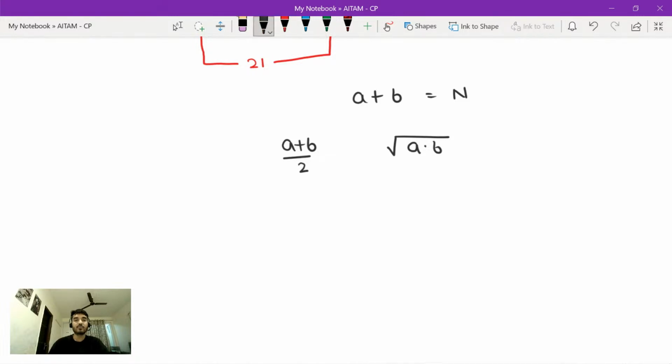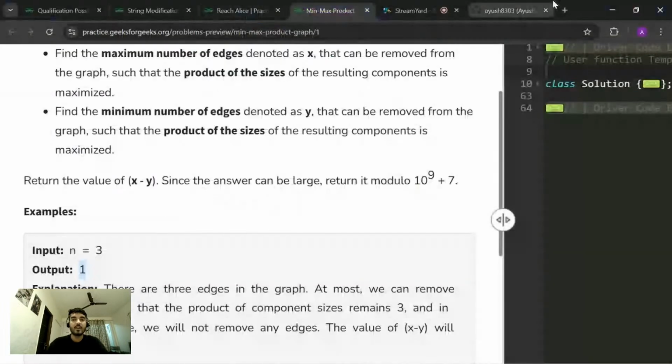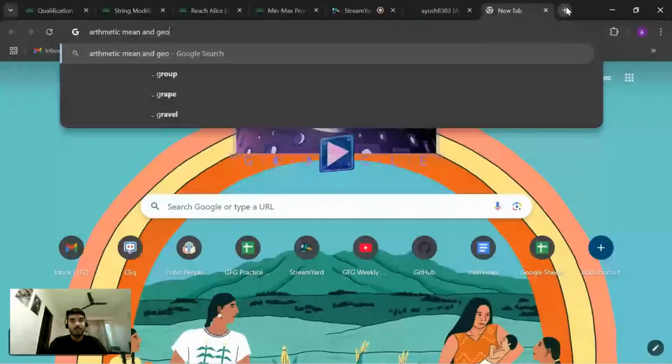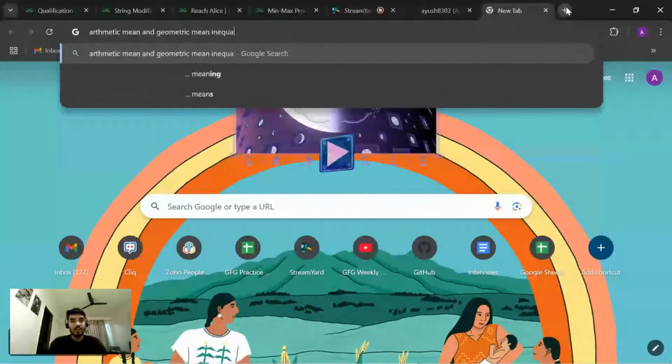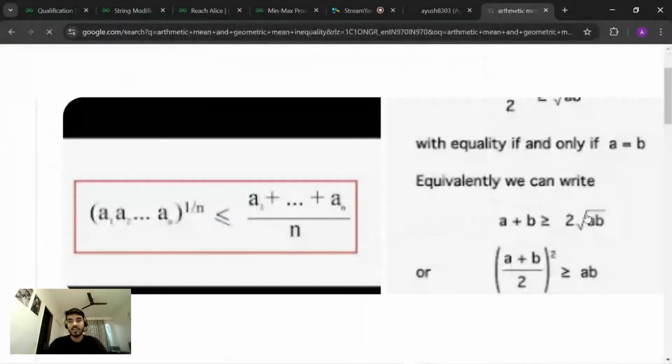Cool. And this square root is always less than or equal to the arithmetic mean. This is a very standard mathematical inequality. So let me quickly search it here. Arithmetic mean and geometric mean inequality. Yeah, this is a very famous inequality. In this way you can prove this mathematically.